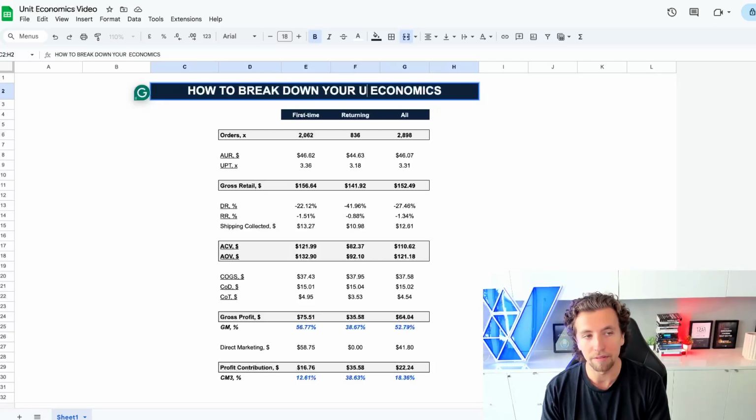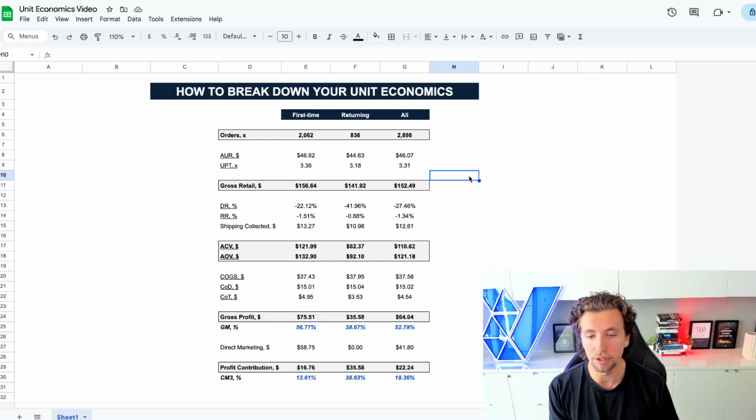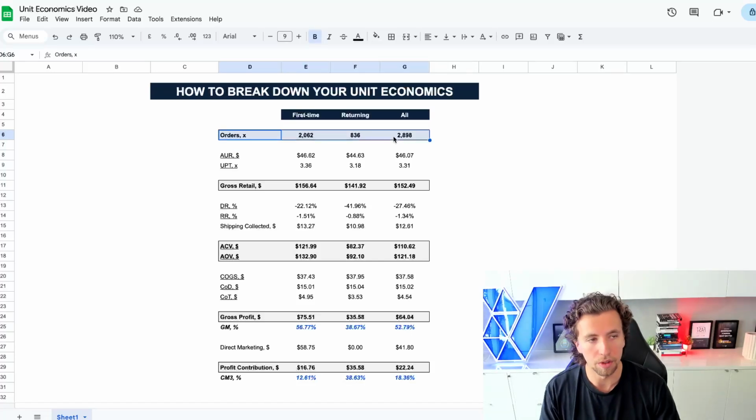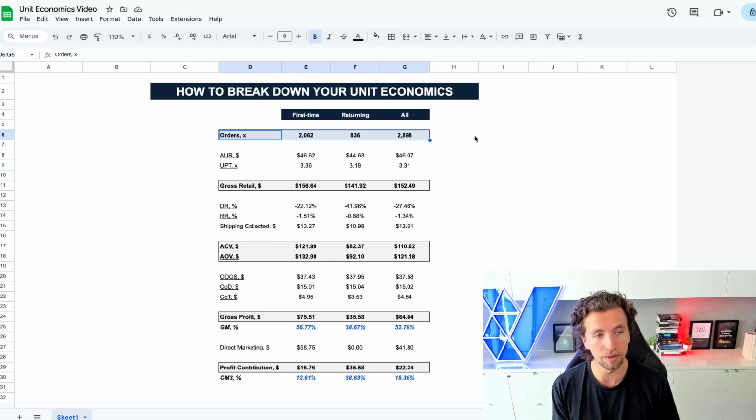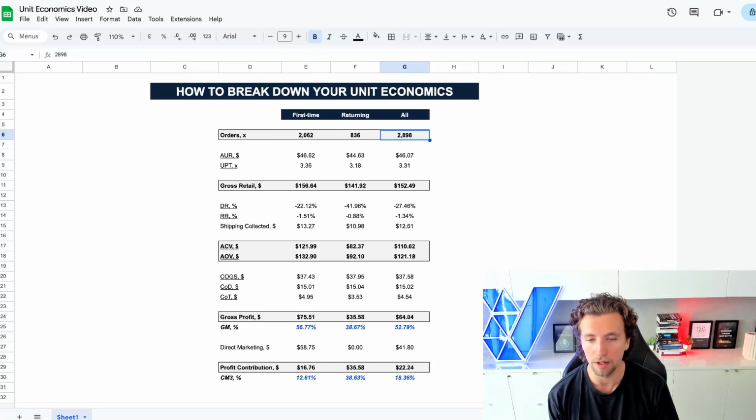So what is the average cart that you have within your business? And I'm going to show you what that actually looks like in a moment and the core metrics to be looking at. And then how does that break down into profit contribution at an individual cart level or an individual order level? And so up the top here, we're starting with just order volume. And so this is a real business, and these are the real numbers that they did last month. So they had 2,062 first-time orders, 836 returning orders, a total of a little bit under 3,000.